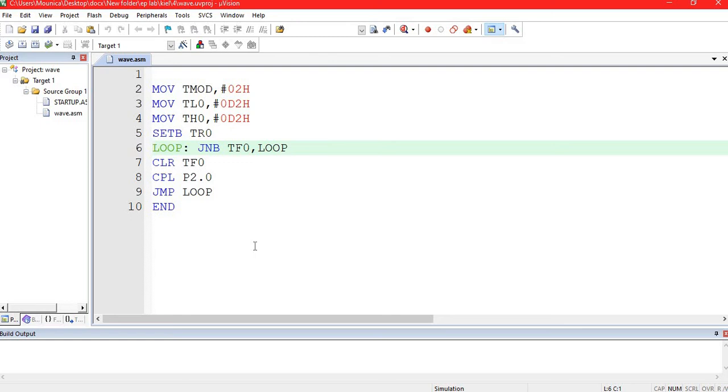Now I will explain the code. In this code we have used the 8-bit auto reload mode.